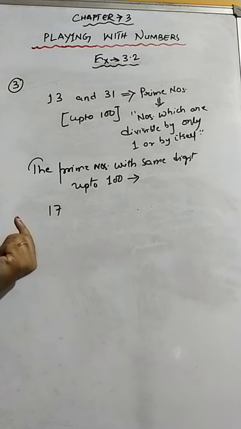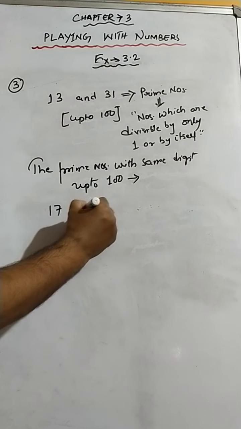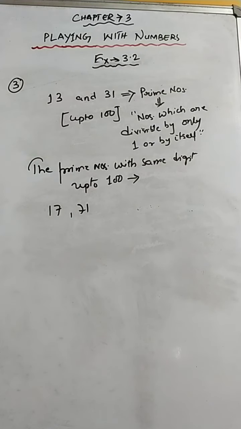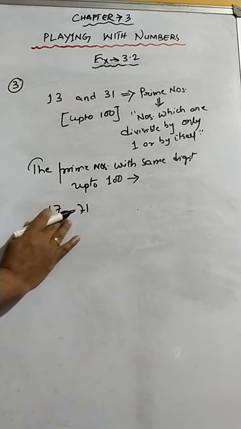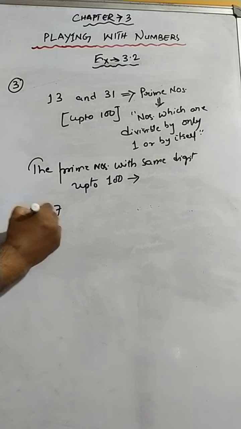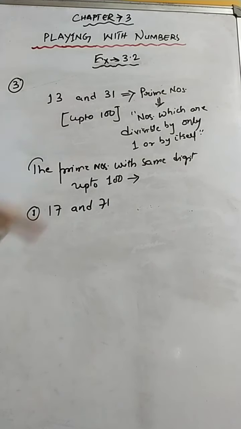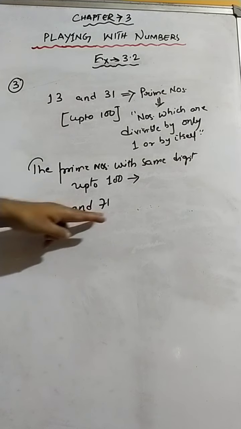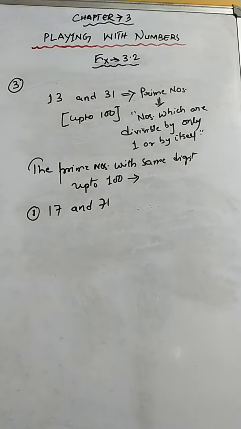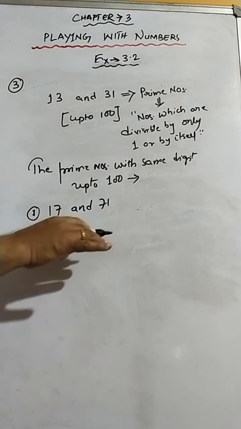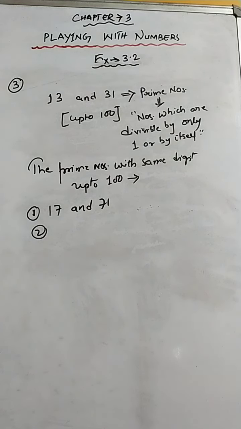Now what will be the reverse of 17? That is 71. Now we have to check whether this 71 is also a prime number. Yes, it is a prime number. So the first pair we have found is 17 and 71. So this is another pair which are prime numbers and which are carrying the same digits also. Now what is the next prime number? The next prime number is 19, but 91 is not a prime number because 91 is divisible by other numbers also, that is by 7.